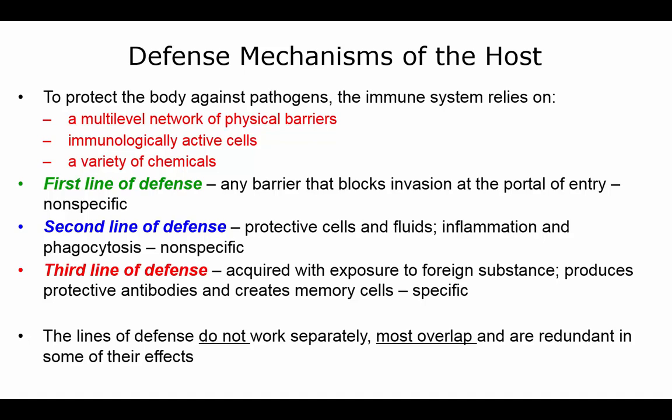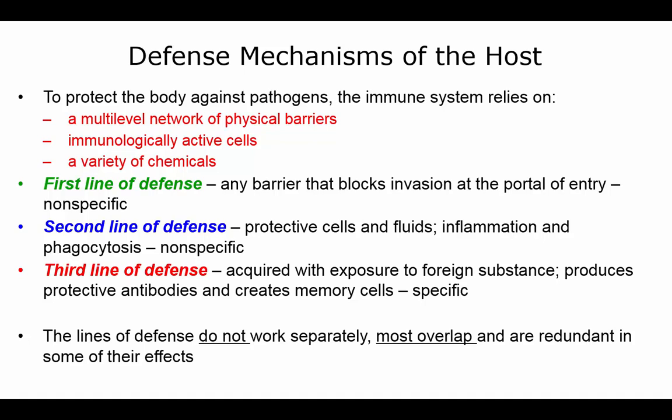So then the third line of defense is the specific part of our immune system. So this one is the line that's actually acquired. So it's something that you gain over time. And the way that you acquire it, again, we already mentioned, is exposure to that foreign substance. And so what happens is when you're exposed to a pathogen, it can allow your body to produce protective antibodies. And so those protective antibodies help create memory cells.